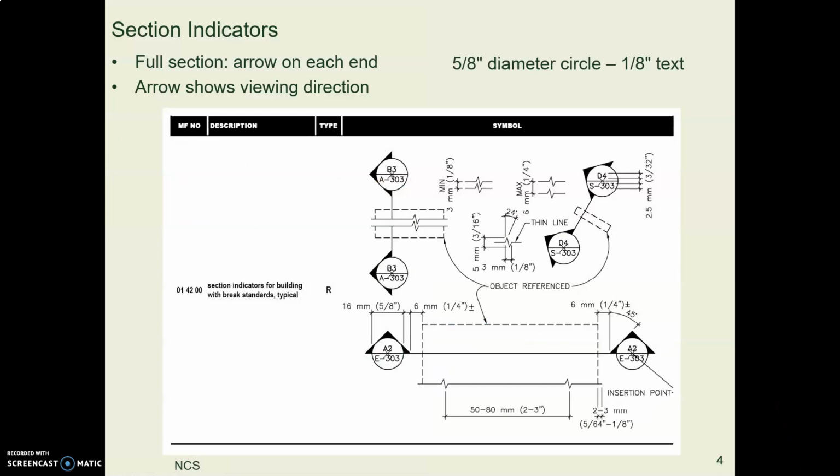All right, here is the National CAD standard talking about these section indicators. If you are cutting a full section all the way through a floor plan or another elevation or another section, they are saying put an arrow on each end of the line and point the arrow in the direction that the reader's eye will be looking. And again, those circles are 5/8 of an inch in diameter with 1/8 inch high text when printed.